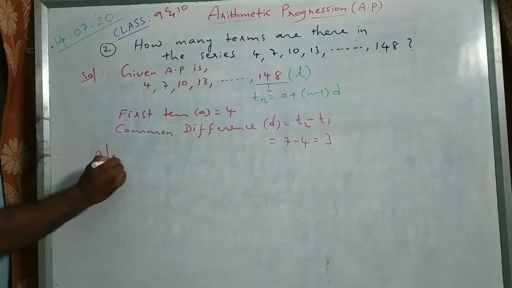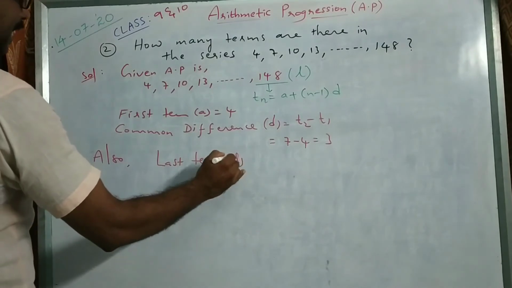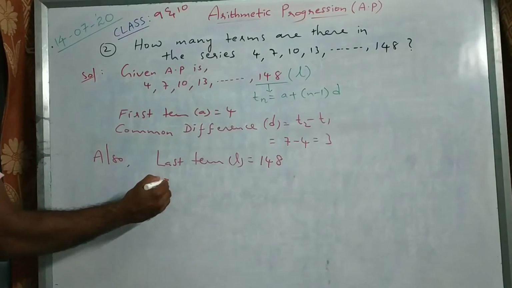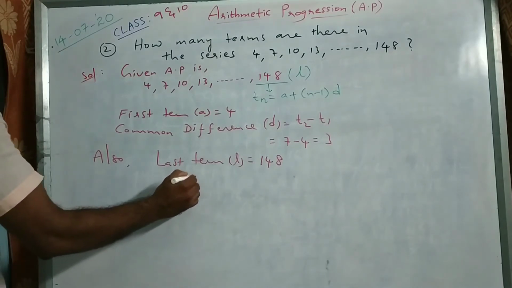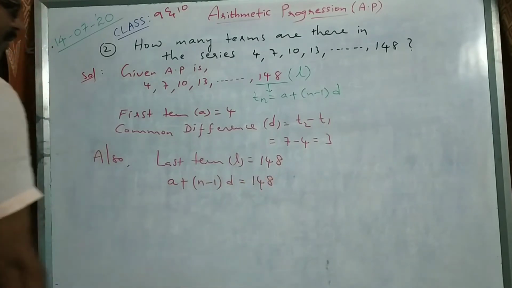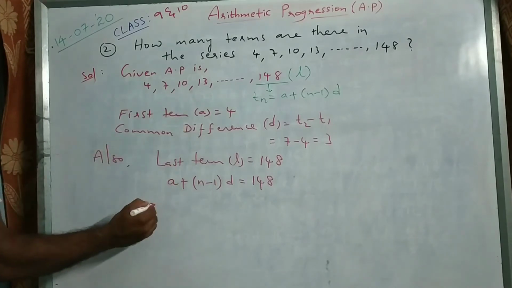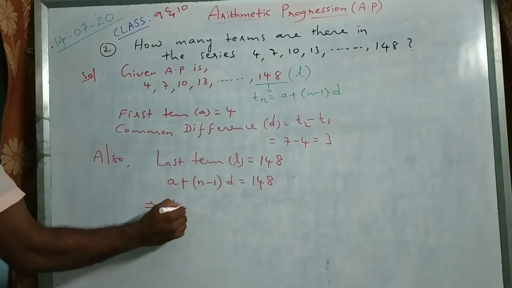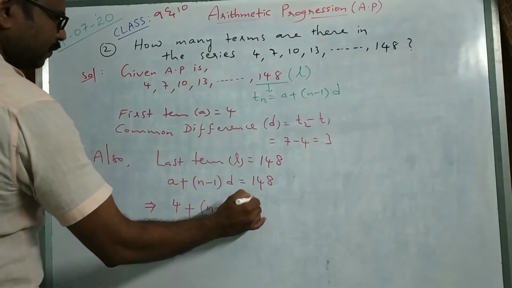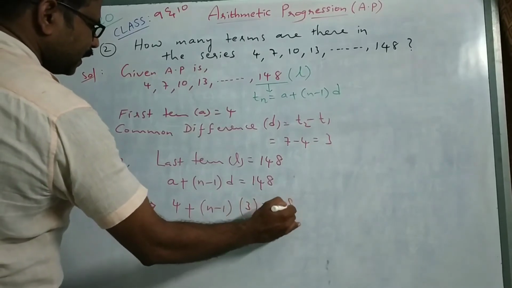Also, we are given the last term. What is the last term? L equals 148. Last term means the nth term, A plus n minus 1 into d equals 148. So we will substitute: 4 plus n minus 1 into the d value, which is 3, equals 148.